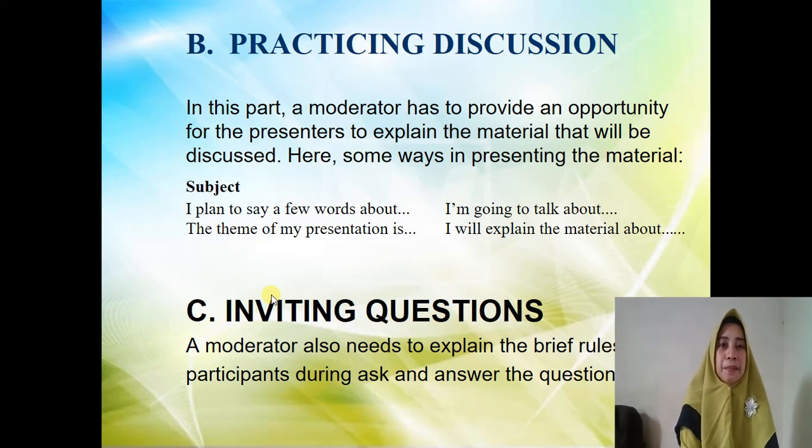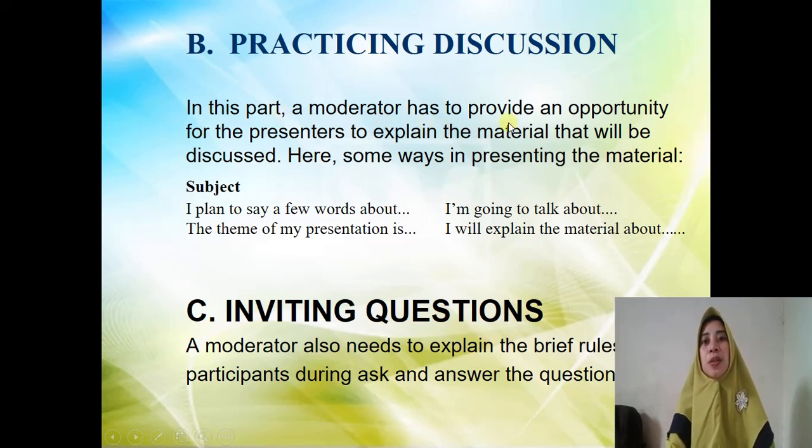B, practicing discussion. In this part, a moderator has to provide an opportunity for the presenters to explain the material that will be discussed. Here are some ways in presenting the material.